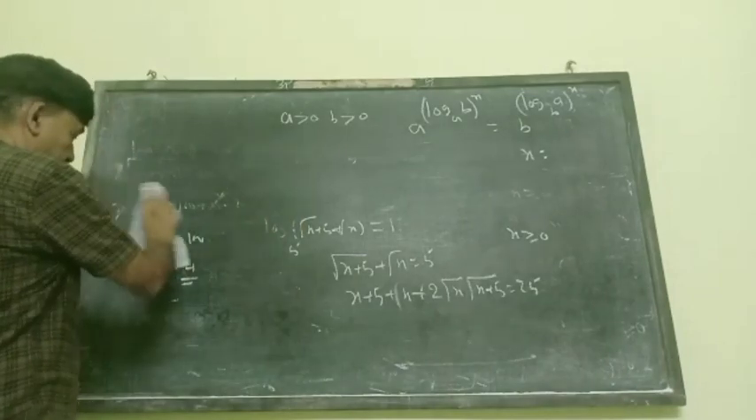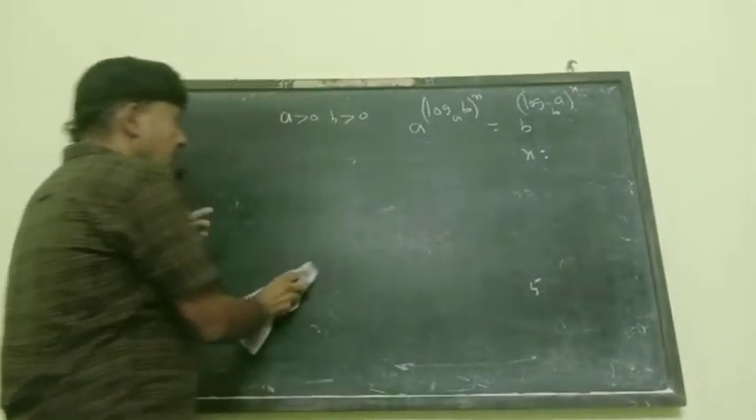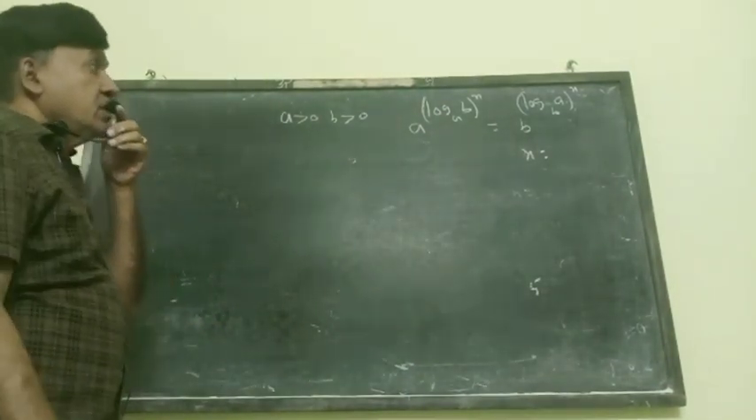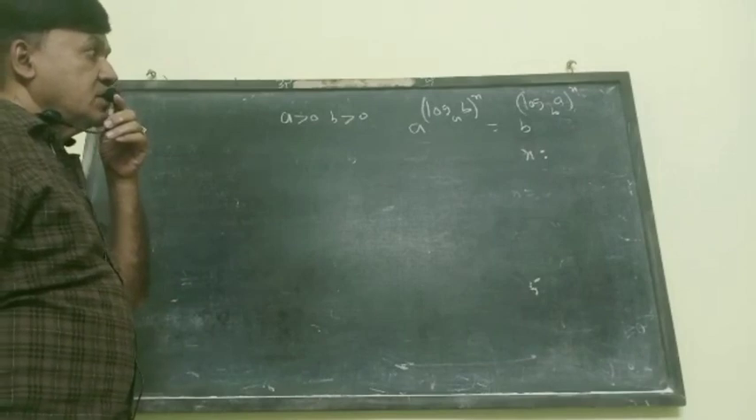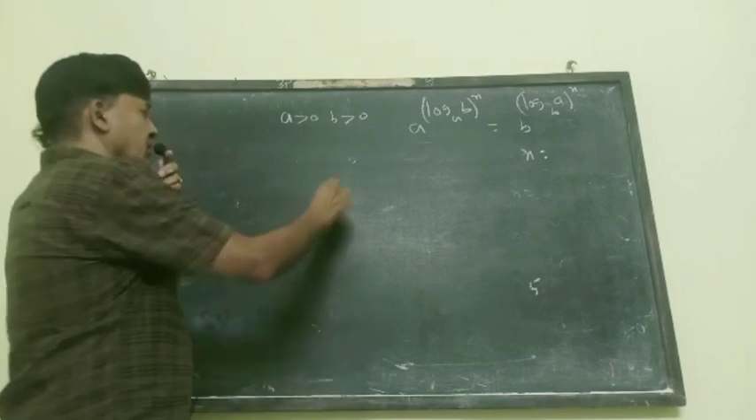A greater than 0, B greater than 0. A to the power of log B to base A whole power x is equal to B to the power of log A to base B whole power x. Then show that x is equal to 1 by 2. This is a standard problem, of course.